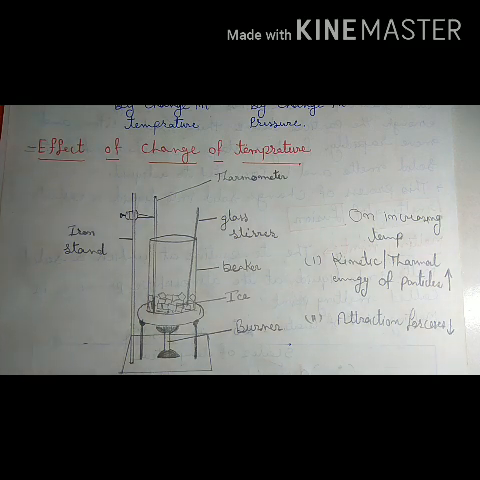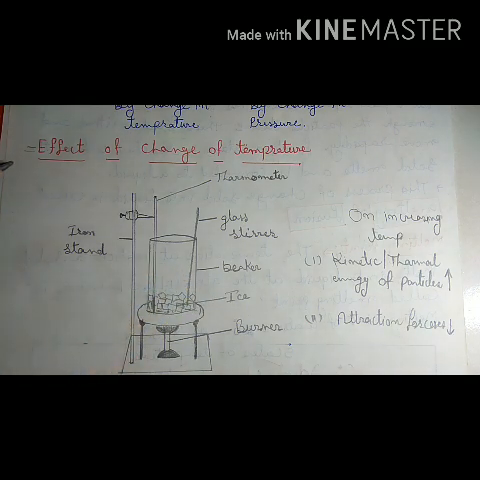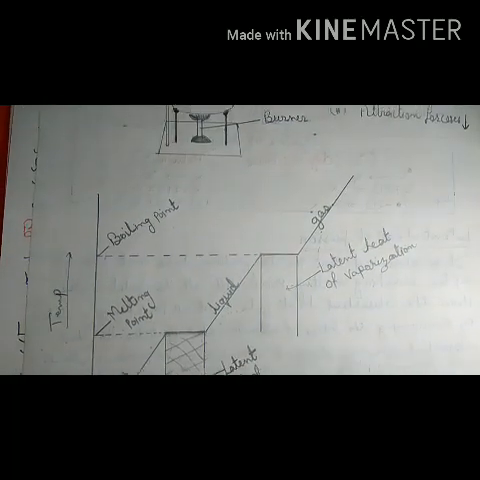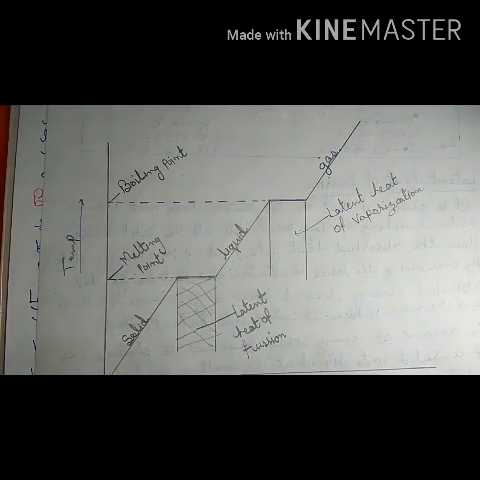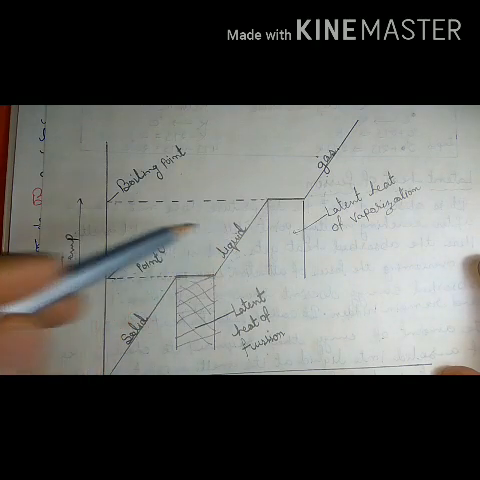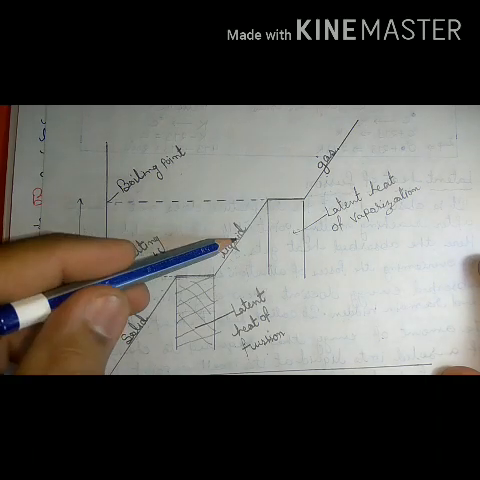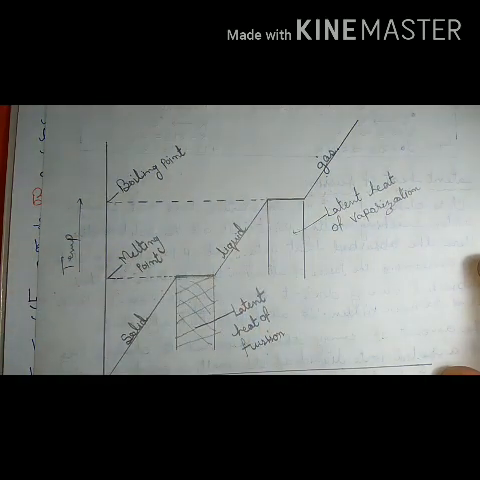We continuously do this activity till the ice converts into water, and after that the water starts to boil. We perform this activity and continuously note the temperature with the help of the thermometer. Now when we plot a graph between temperature and time, we obtain this type of graph. Here this portion is showing the solid state, this portion is liquid, and this portion is gas.